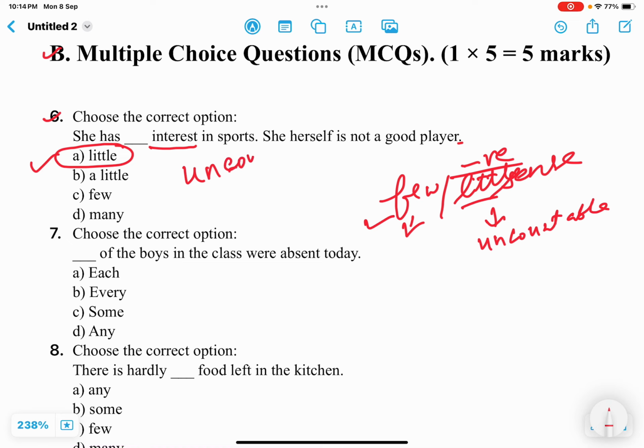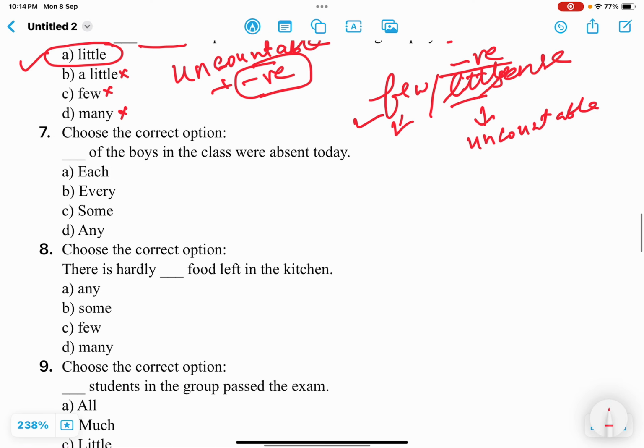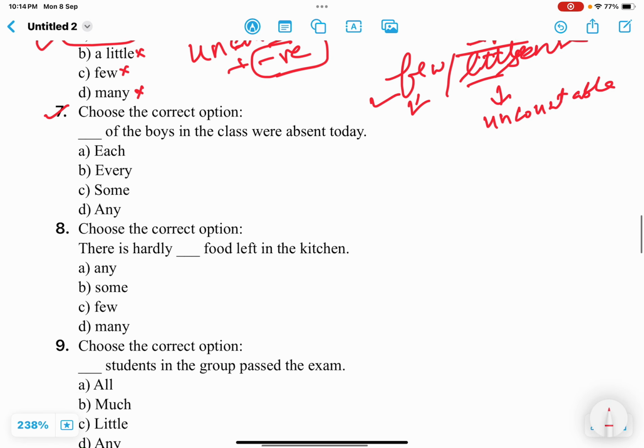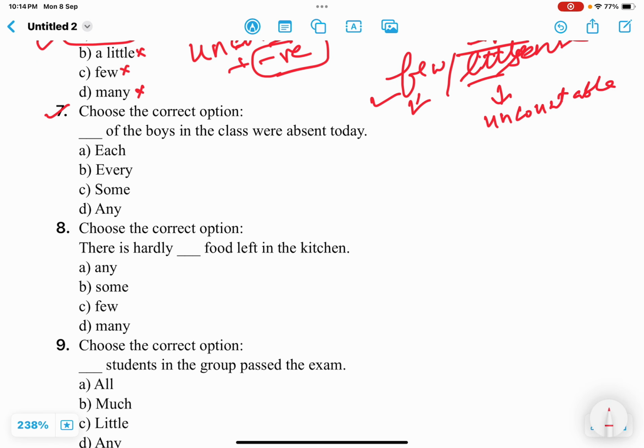Uncountable noun plus negative sense. So the correct answer is little, not a little, not few, not many. She has a little interest in sports. She herself is not a good player. Next question. Choose the correct option. Dash of the boys in the class were absent today.